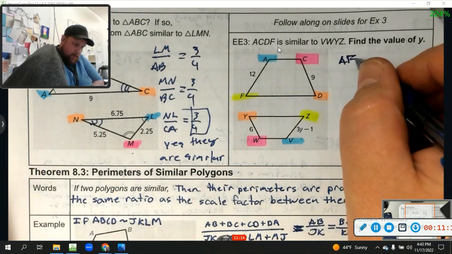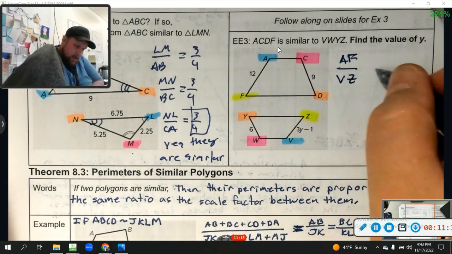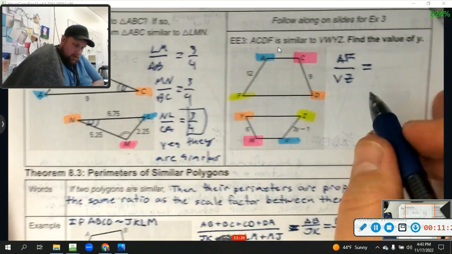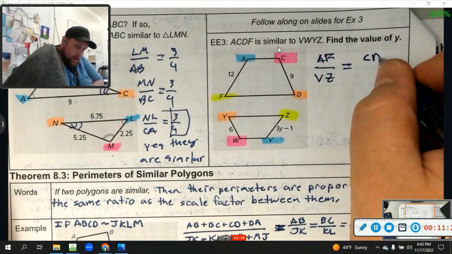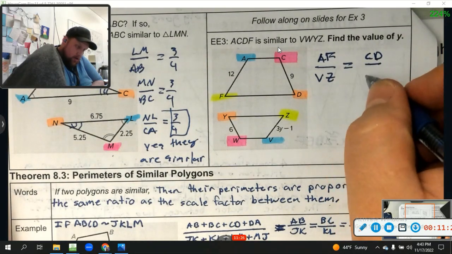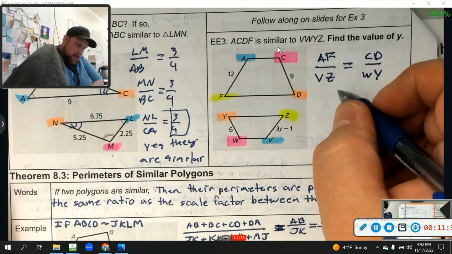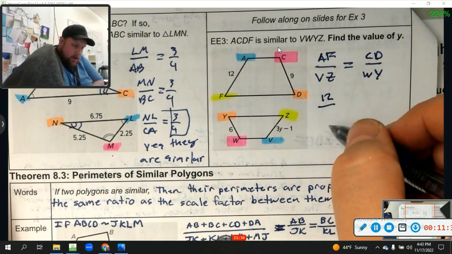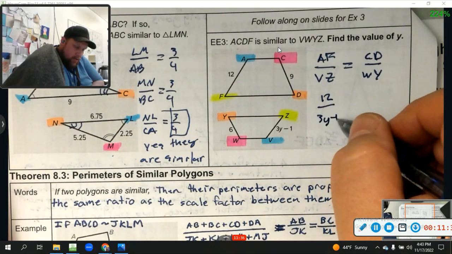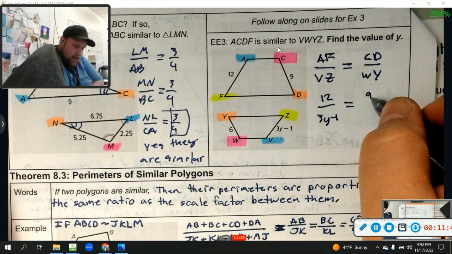We're going to cross multiply to solve this. So I'm going to end up with 9 times 3y minus 1 is equal to 12 times 6, which is what? 72? Distribute this. We get 27y minus 9 equals 72. I'm going to add 9. And we get that 27y equals 81.